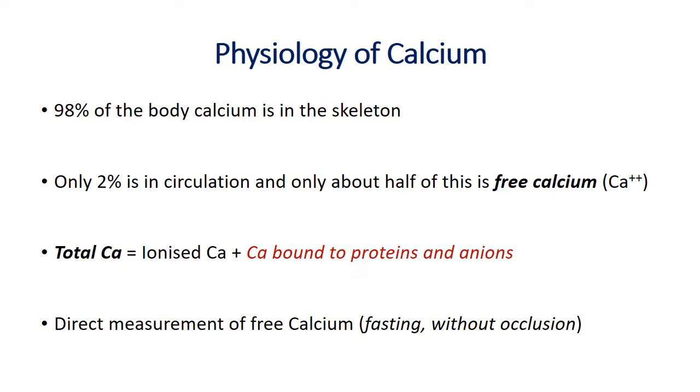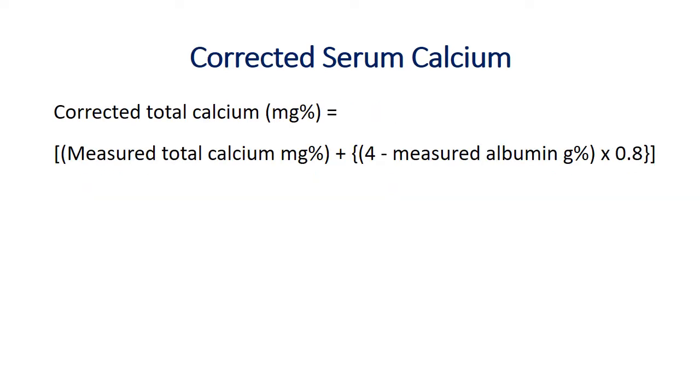So the gold standard to say that a person has hypercalcemia is actually measurement of free calcium or ionized calcium, which should be done in a state of fasting and which should be done without venous occlusion, because venous occlusion has been reported to falsely elevate the measured calcium value.